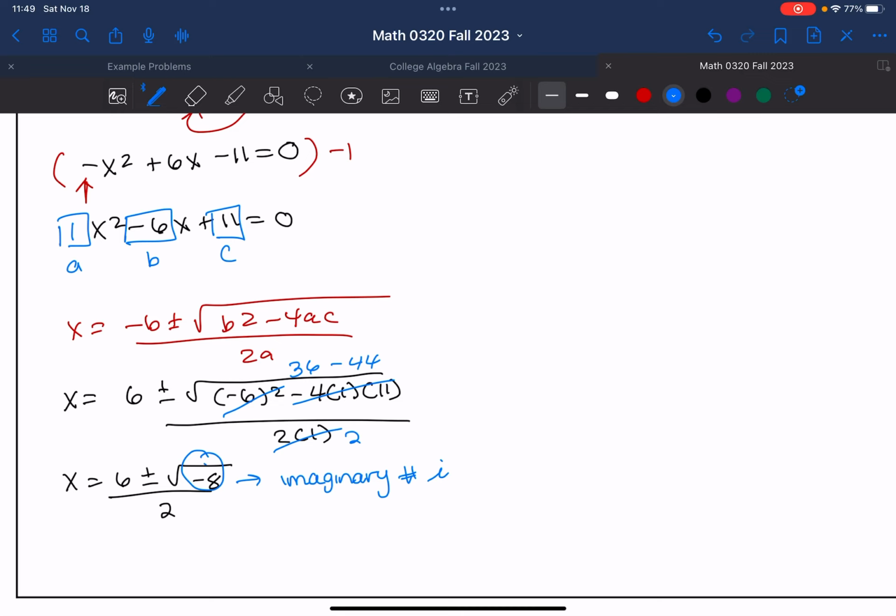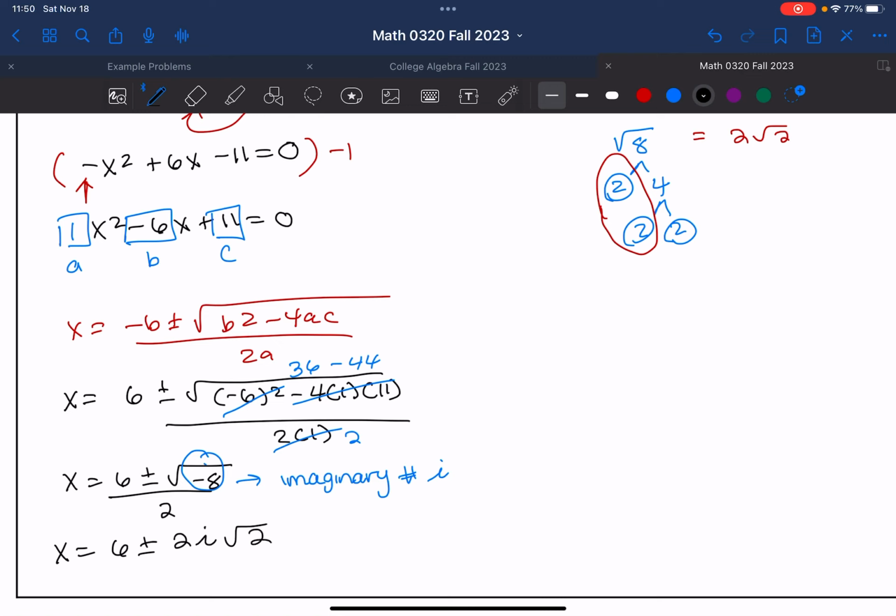reduce that radical, so the square root of 8, using the prime factor tree. So remember, 2 goes into 8 4 times, 2 goes into 4 2 times. So that means we circle a pair of 2's, and this square root of 8 is the same as saying 2 square roots of 2. So here we have x is equal to 6 plus or minus 2i, because we're taking out the i because of the negative, square roots of 2 over 2.